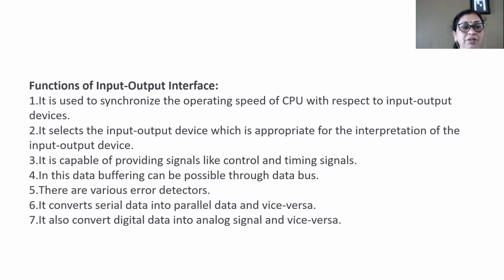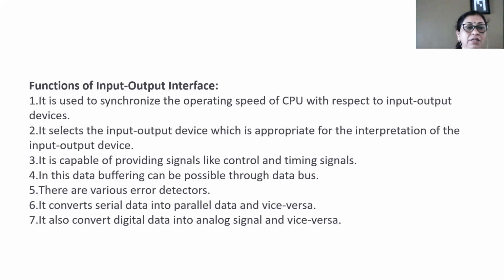The second function of your input-output interface is that it selects the input-output device which is appropriate for the interpretation of the input-output device. So this is the second function.